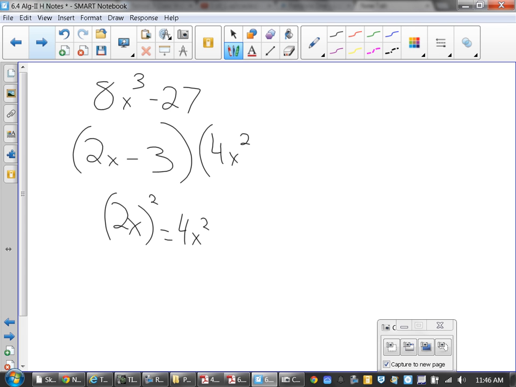So if the first term was 2x, I square it, I get 4x squared. My last term is 3. When I square it, what do you get? 9. So it'll be a plus 9 here. And now I take the a and the b value and multiply them together. What do you get? 6x. Is it plus 6x or minus? Plus. And you're done.